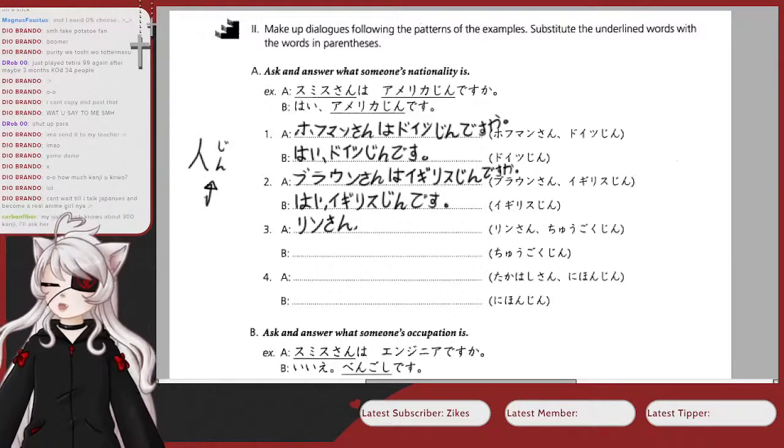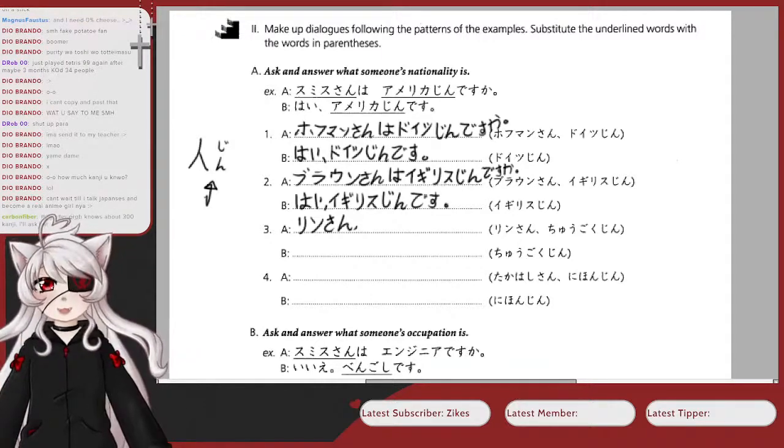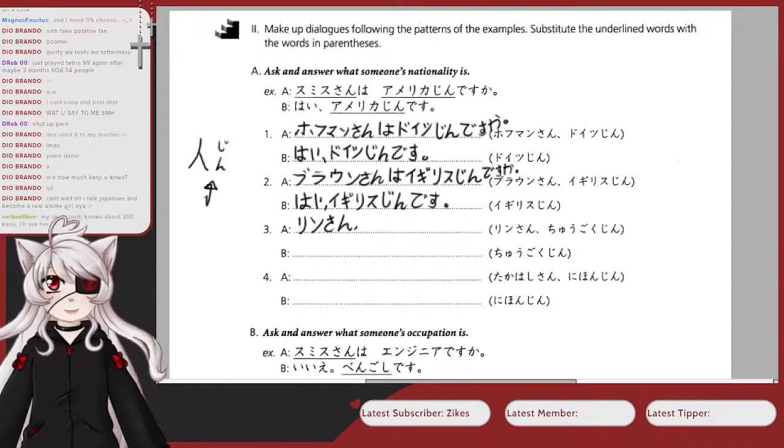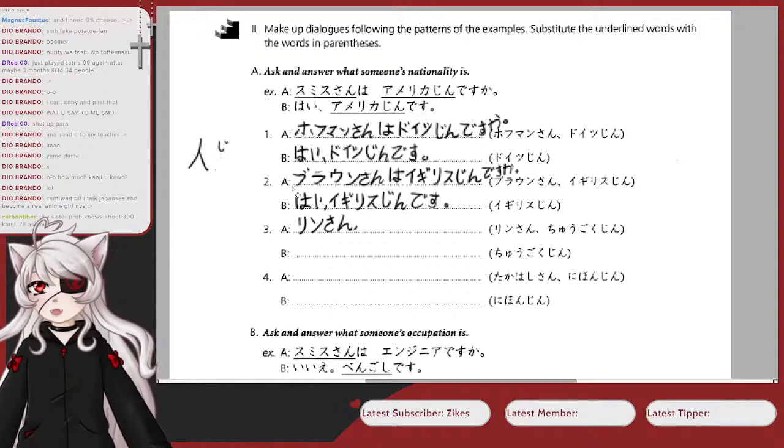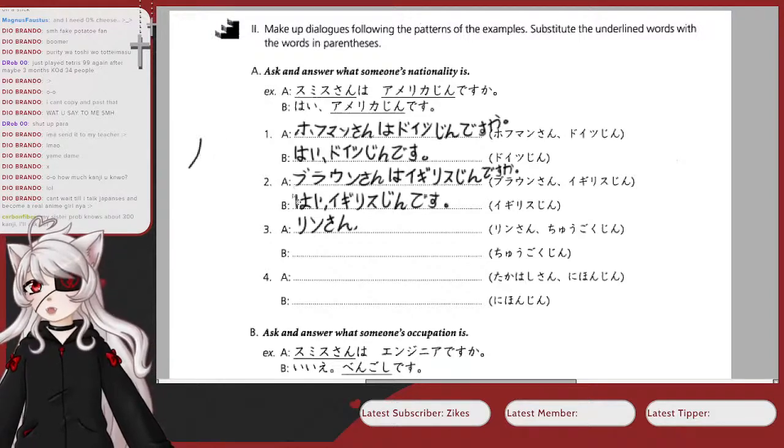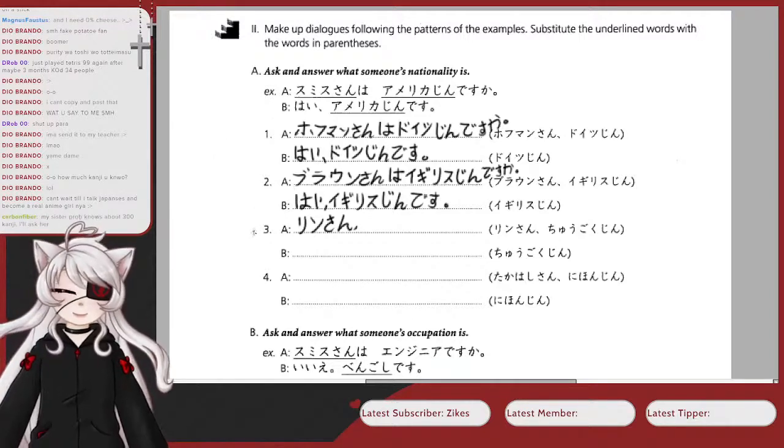That's unexpected, but alright. My sister probably knows about 300k. Oh my god. Yeah, at some point, I hope I can learn. I hope I can get the hang of kanji. But kanji is really tough.